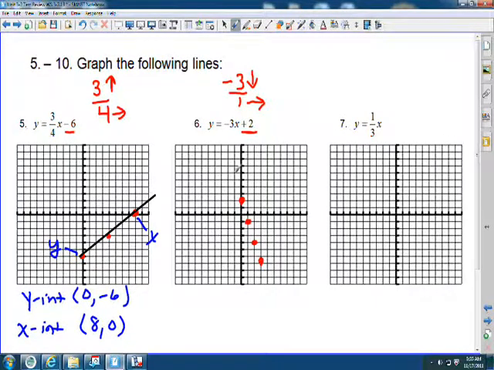Now if I wanted to go backwards, I'd have to go the other way. I have to do all of it backwards. Up 1, 2, 3, to the left 1. These are enough points. I'm going to go ahead and draw my line.